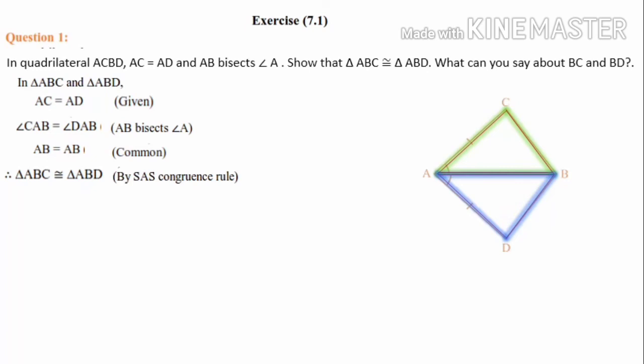So the corresponding parts of congruent triangles are equal. That is, we call it CPCT, corresponding parts of congruent triangles. So by using CPCT, we can say that BC and BD are equal. So BC is equal to BD. That is our conclusion. These two sides of the triangles are equal. Next, we shall discuss question number 2.